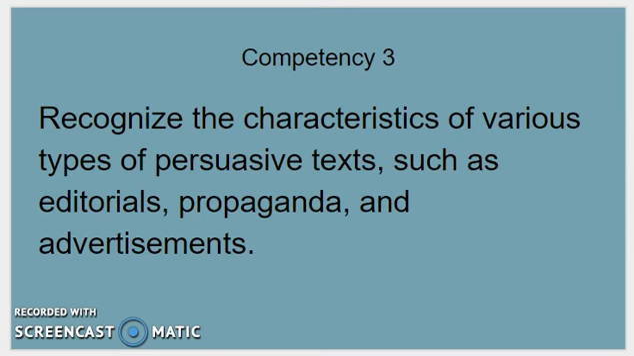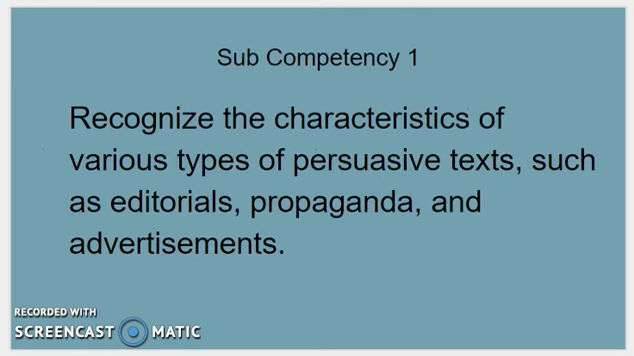Competency 3. Recognize the characteristics of various types of persuasive text, such as editorials, propaganda, and advertisements. Subcompetency 1. Recognize the characteristics of various types of persuasive text, such as editorials, propaganda, and advertisements.